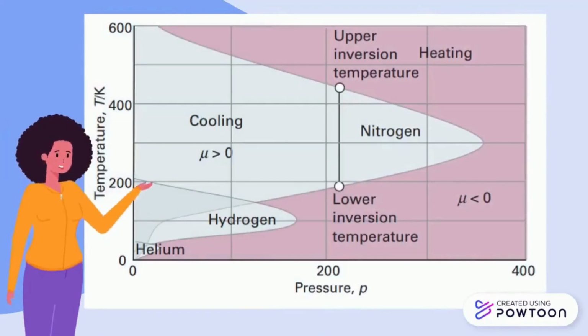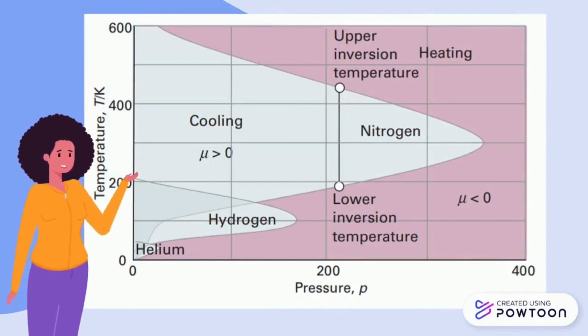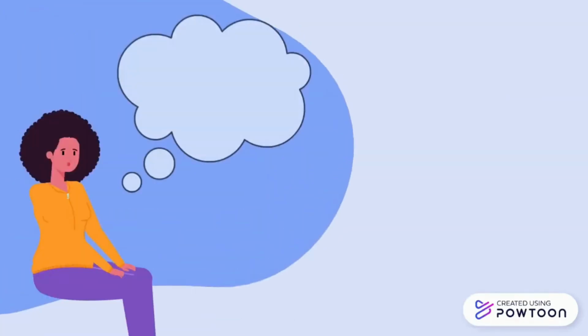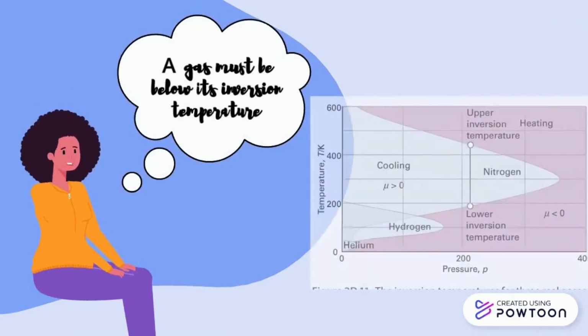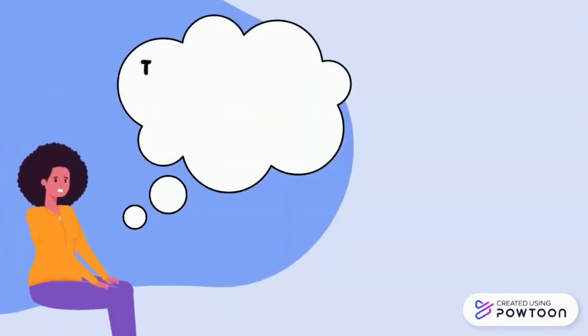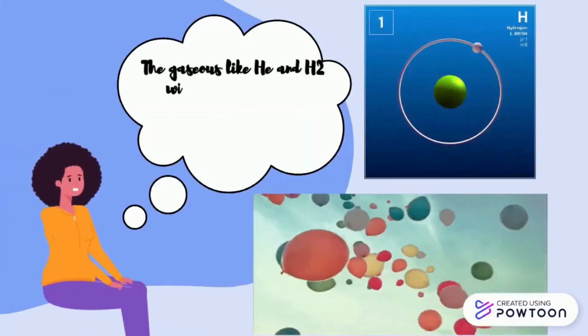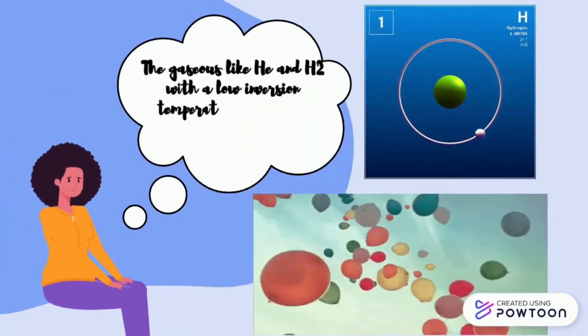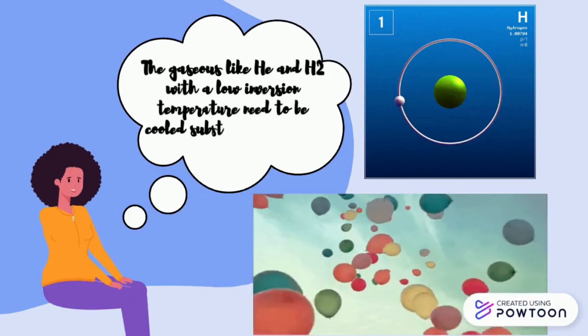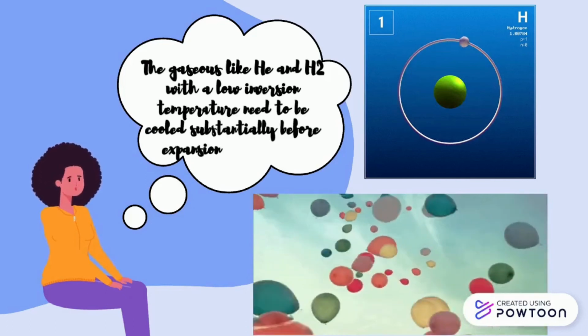Based on this figure, nitrogen is more easily liquefied compared to hydrogen and helium since nitrogen has a higher inversion temperature. A gas must be below its inversion temperature in order for the Joule-Thomson method to work. So gases like helium and hydrogen, with a low inversion temperature, need to be cooled substantially before the JT expansion is carried out.